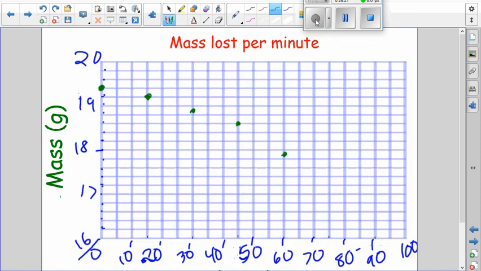75 minutes, we got 17.5. So this 17.5 is going to be a little bit above that. And then lastly, at 90 minutes, we got 16.8. So it's going to be right below my 17. There we go. Now, watch this.